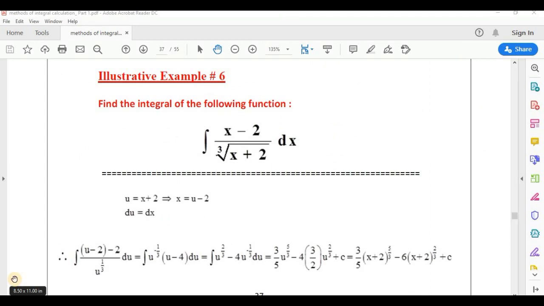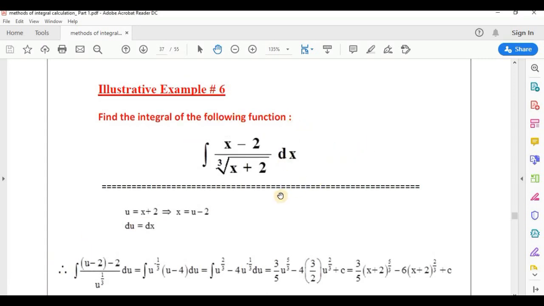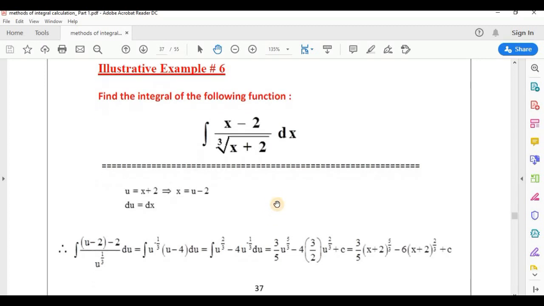Let's continue to solve more examples for the substitution method. We have here this question, find the integral of the following function. We just follow the previous steps and everything will be fine. So first step, assumption. We will take this part for the assumption, so it will become u equal x plus 2. This is the assumption.